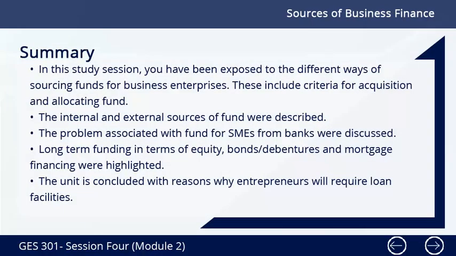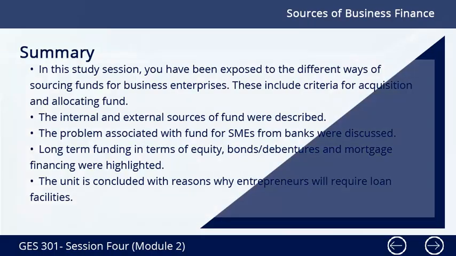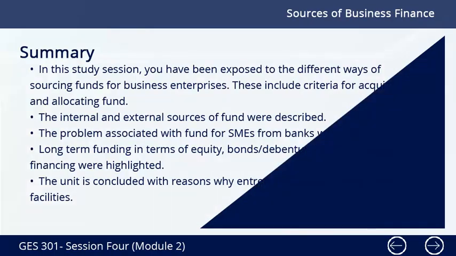Summary. In this study session, you have been exposed to the different ways of sourcing funds for business enterprises. These include criteria for acquisition and allocating funds. The internal and external sources of funds were described. The problems associated with funds for SMEs from banks were discussed. Long-term funding in terms of equity, bonds or debenture and mortgage financing were highlighted. The unit is concluded with reasons why entrepreneurs will require loan facilities.